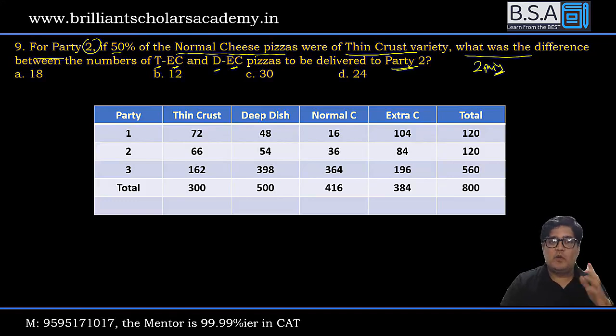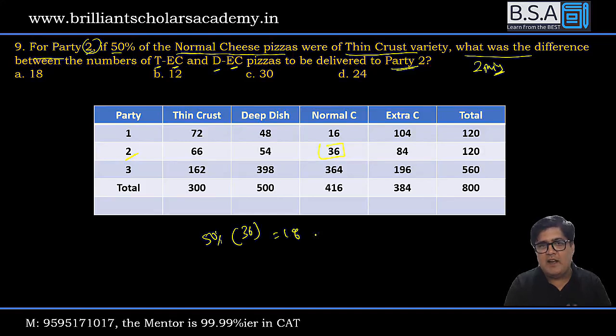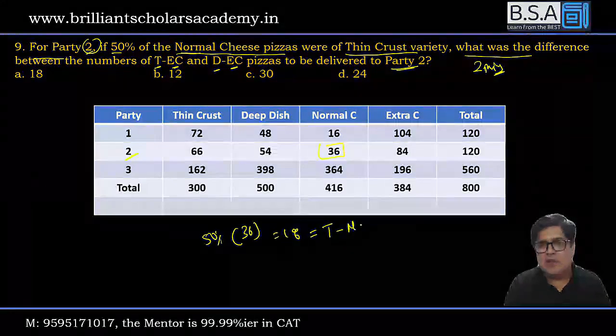Okay. So what the question says is 50% of the normal cheese pizzas are thin crust. Which part? Part two. Where do we take the 50% from? Normal cheese. So in part two, how many normal cheese are there? 36. So out of this 36, 50% is 18. What are these? These are thin crust normal cheese.